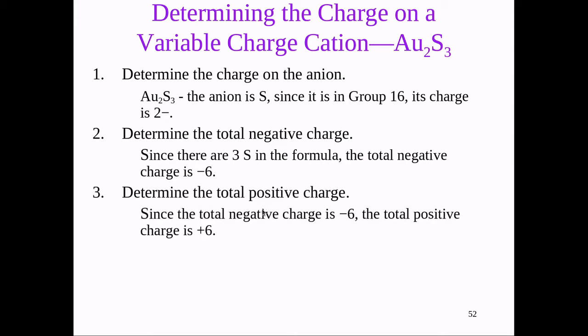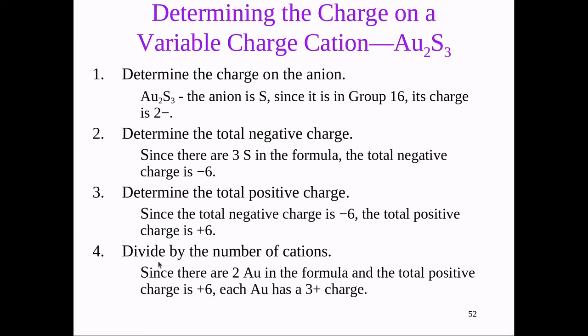We need to determine the total positive charge. To balance the negative 6 charge, we're going to need a positive 6 charge from our gold. And then we're going to divide by the number of cations. Because there are 2 gold atoms in the formula, and we know that the total positive charge is +6, that means that each gold must have a 3+ charge.